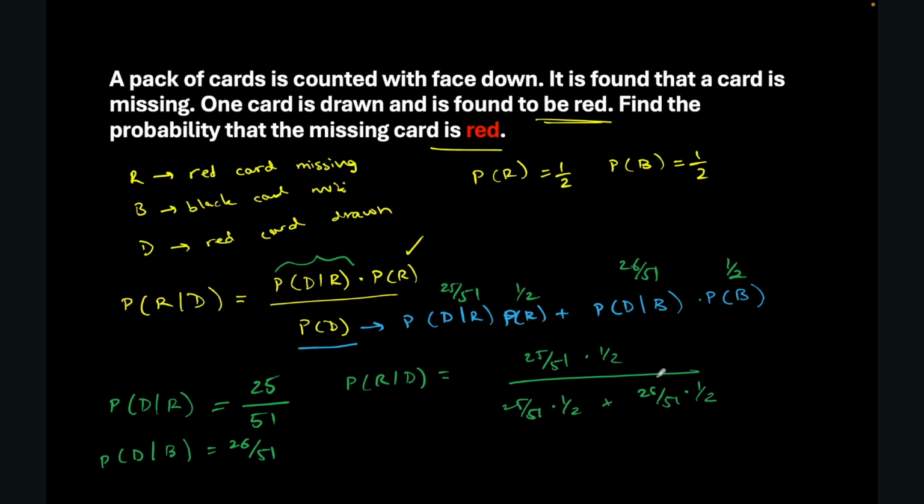Well, the halves can cancel out, 51s can cancel out, and what I'm left with is my final answer, which is going to be 25 by 51. Okay, this is my final answer. So the probability that the red card is missing given that the red card is drawn from the remaining 51 cards is 25 by 51. Now this answer, you could have gotten accidentally as well, because the numbers are really simple to work with, and there are only two possibilities, either red, either black, right?